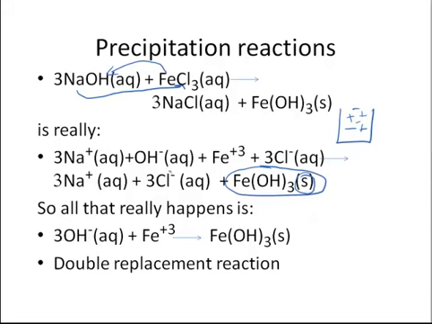So what's happening with the chloride and the sodium? Well, they're still floating around. They were floating around before, and they were floating around after. And so the precipitate reactions we're going to focus on are all going to be double replacement reactions, and we'll just do a few things with those. So let's look at a couple more.